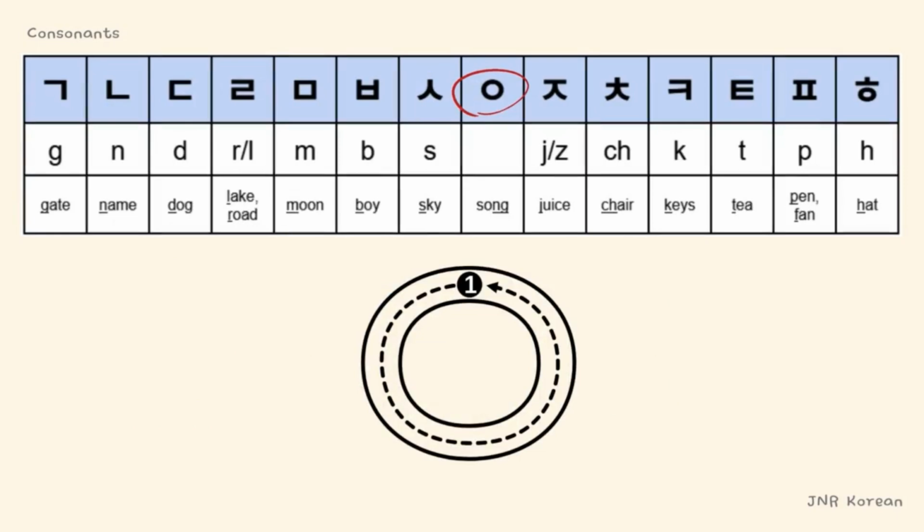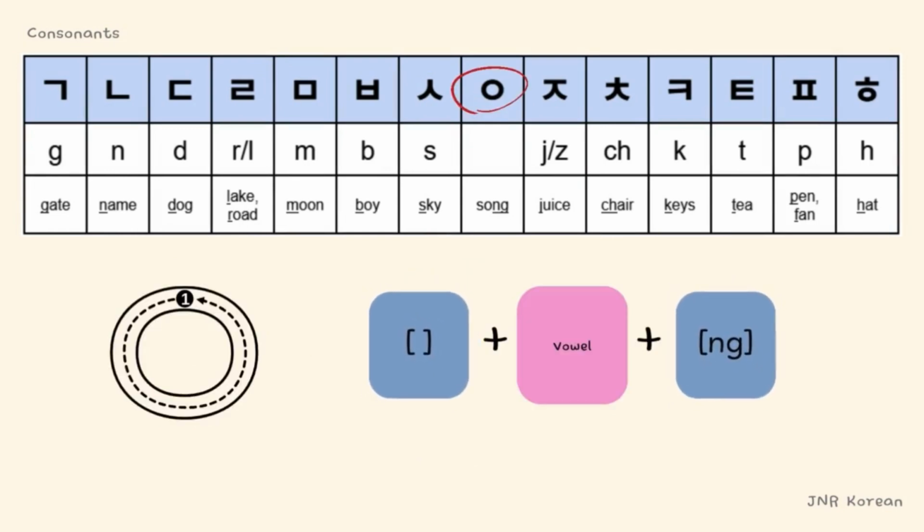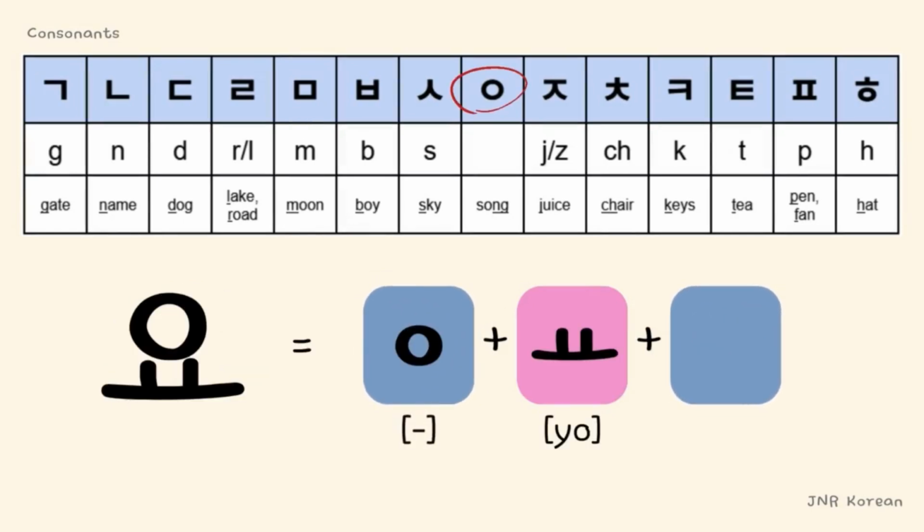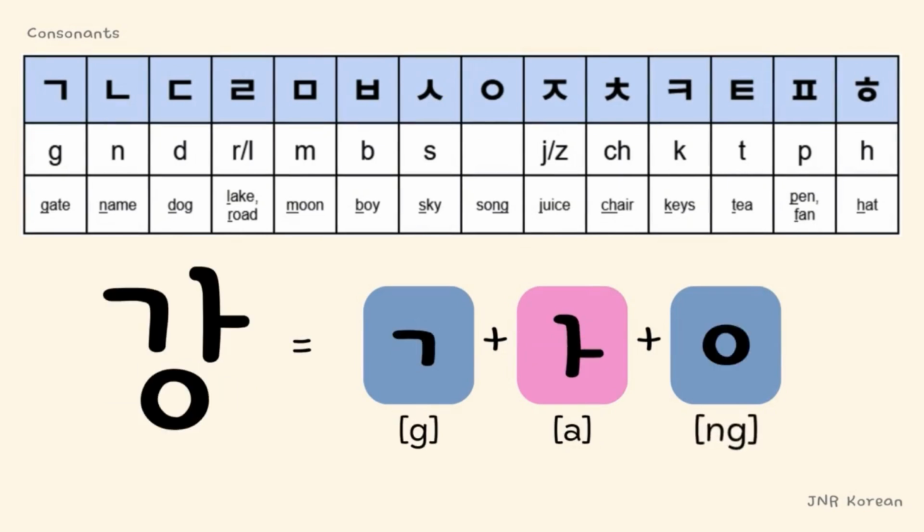The next consonant is 이응. For 이응, just draw a circle counterclockwise. It is not pronounced as an initial consonant and as ng as a final consonant. For example, since the first consonant 이응 of 요 is not pronounced, the letter 요 is pronounced as 요, just like when pronouncing only the vowels. And in the word 강, the consonant 이응 in the final position is pronounced as 응.